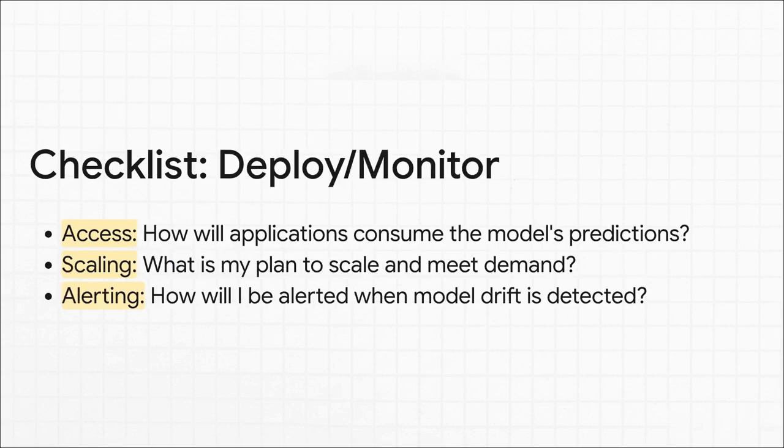And finally, for the launch and for ongoing operations, how will other applications actually use your model's predictions? Is it a simple API call? Then what happens if your app goes viral overnight? Do you have a plan to scale from 10 users to 10 million? And most critically, what is your early warning system for model drift? You need an alarm that's going to go off the second your model starts losing touch with reality.